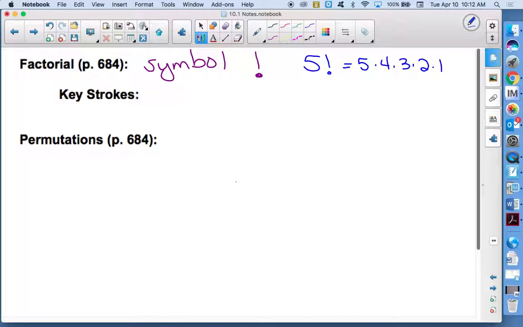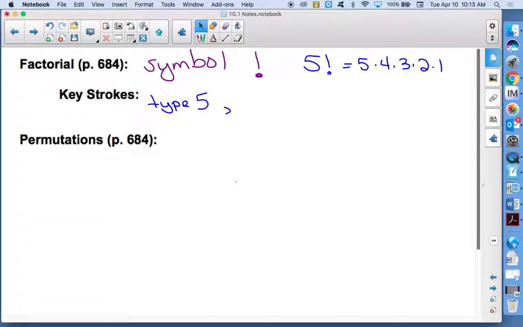So the nice thing about calculators is that it has a factorial button in it so that you don't have to type by hand 5 times 4 times 3 times 2 times 1. Or 10 times 9 times 8 times 7 times 6 times 5 times 4 times 3 times 2 times 1. So in your calculator, you have to first type the number in. So you always need to put the number in. So you're going to type whatever number you have. And in this case, we'll type in the 5.